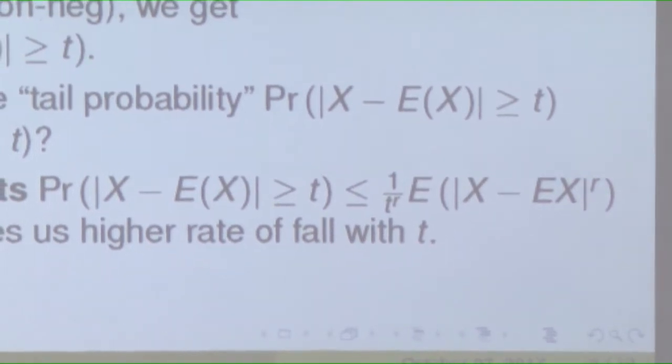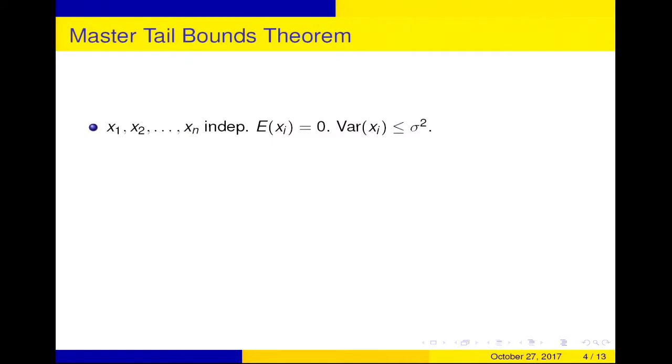You need to bound higher moments. So we'll see how to do that. I'm going to state now what we call in the book the master tail bounds theorem, only because it's going to imply tail bounds for Chernoff, Gaussians, exponential, and all other things.